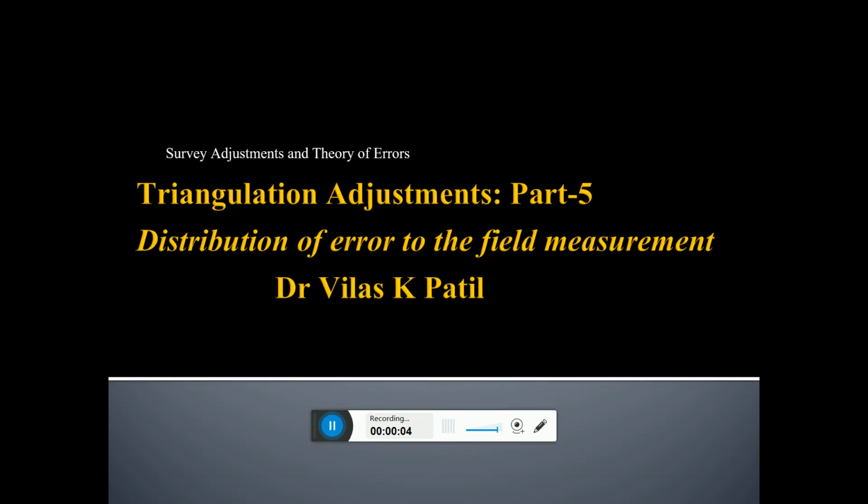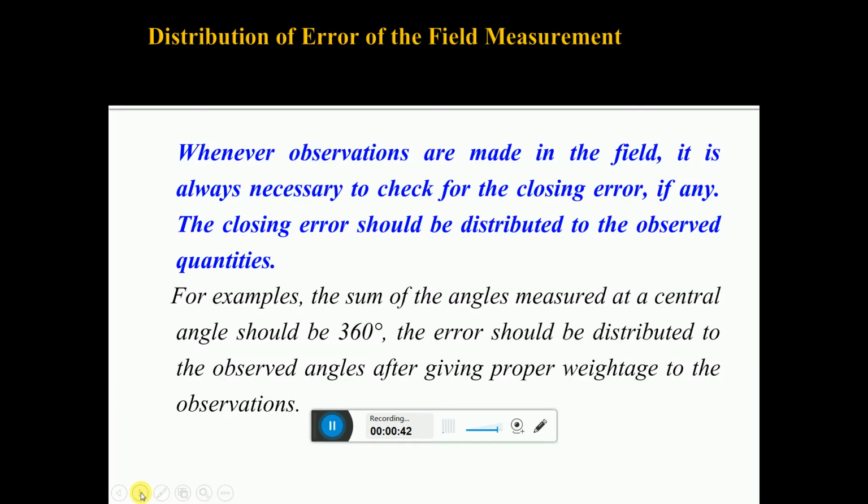Hello friends, today we are going to discuss the distribution of error to the field measurement. In surveying, we take observations, either linear measurements or angular measurements, and some error always occurs in the measurement, and we have to apply corrections to the observation. Whatever error is there is to be distributed among the different observations.